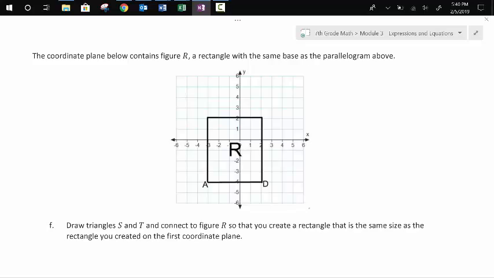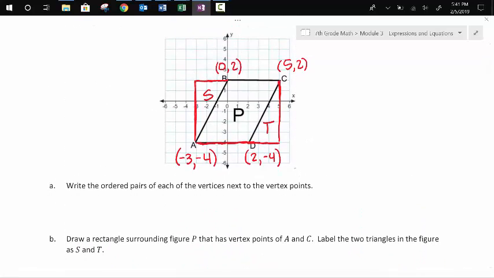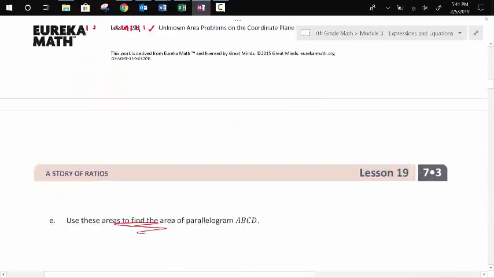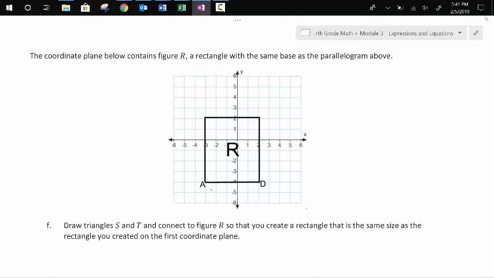So we have a coordinate plane below, and it contains figure R, which is a rectangle with the same base as the parallelogram above. So they're talking about the same base of this problem that we did up here. That line AD is the base, okay? So I'm going to go back down here. So the base, the length of it is 1, 2, 3, 4, 5. So if I count the length of that red line there, that is 5 units, okay?